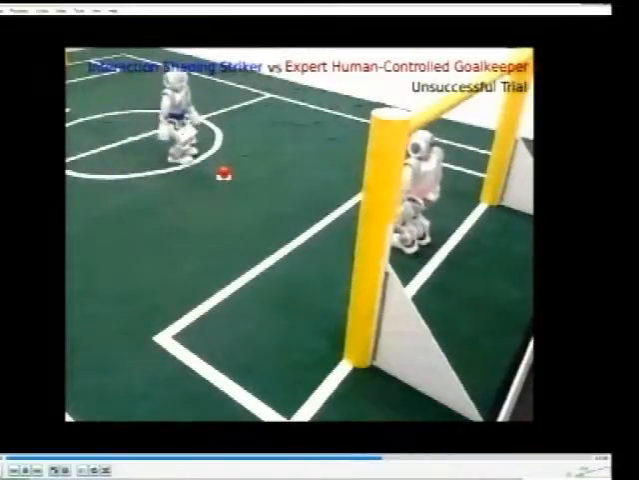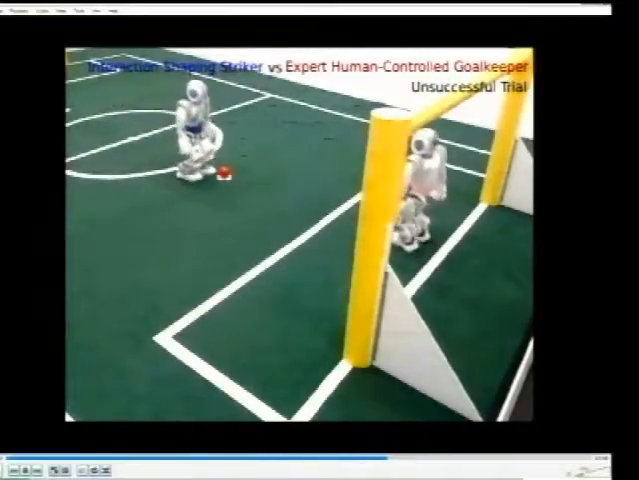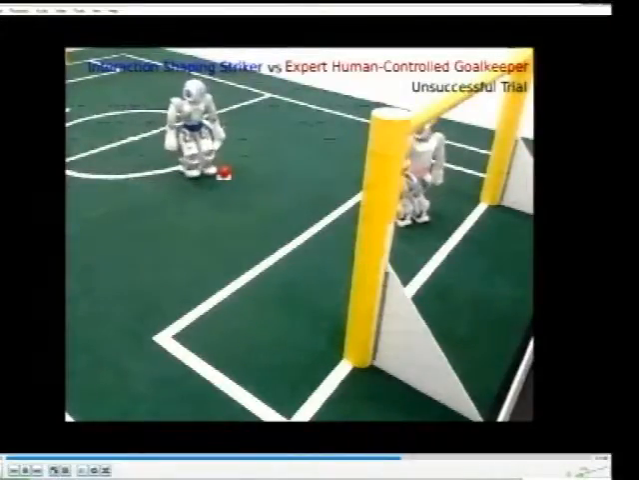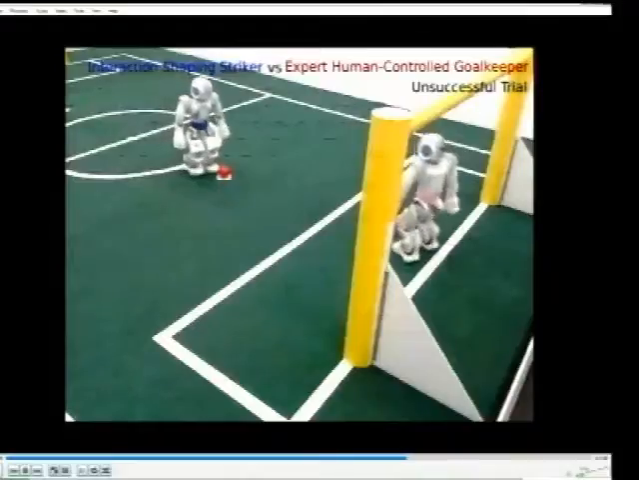That would be interesting. I was just about to ask this question. So, human goalkeeper. And this is an expert human goalkeeper. So this is the student who does this research. He's coming in front as well.